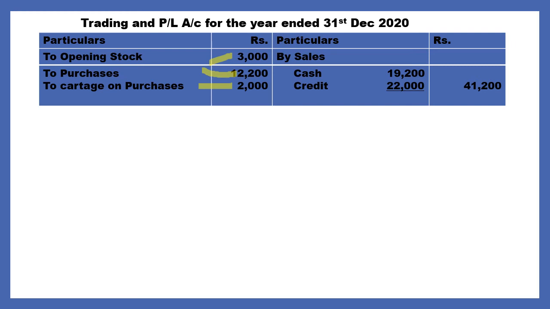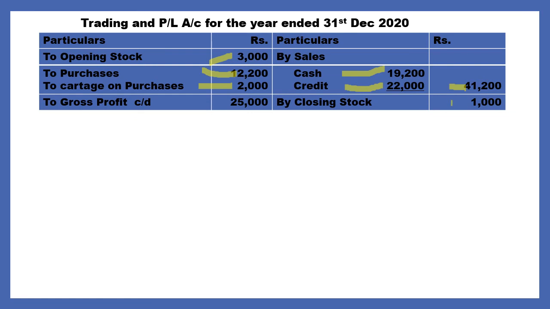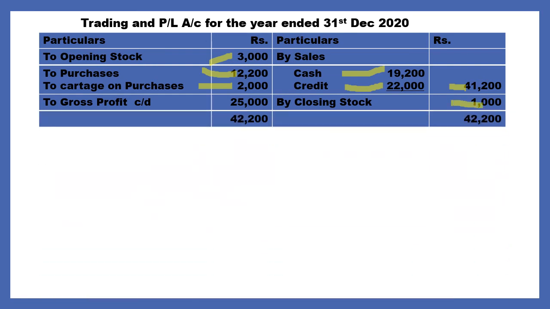By sales, cash sales we have identified by preparing cash account 19,200. Credit sales we have identified by preparing total debtors account. Total sales 41,200. Next, closing stock 1,000 rupees. Total comes to 42,200 and difference 25,000, that is to gross profit carried down, balancing figure.